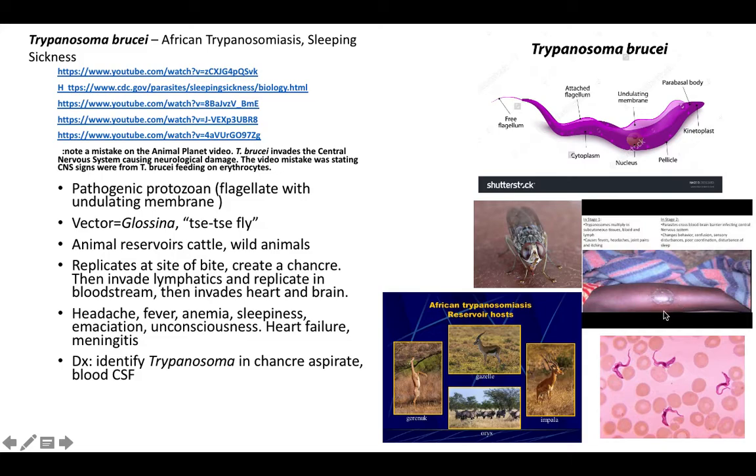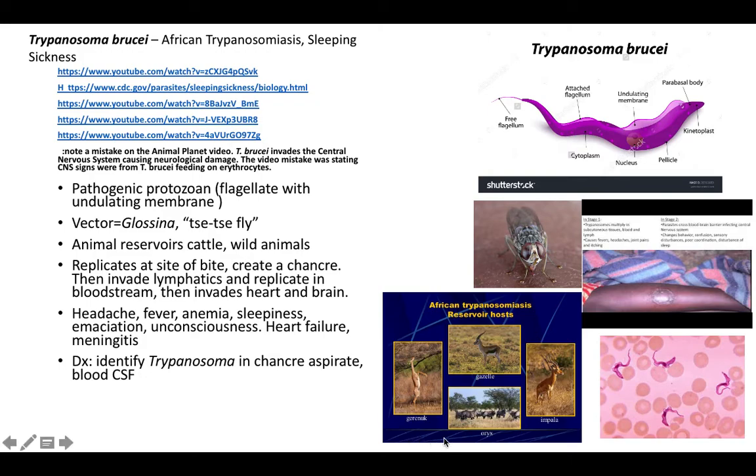So again, we can have an ulcer form at the bite site. The trypanosomes, we can see them in the blood. They're actually easier to see than the Trypanosoma cruzi. And then eventually they can invade the central nervous system, leading to coma-like states.